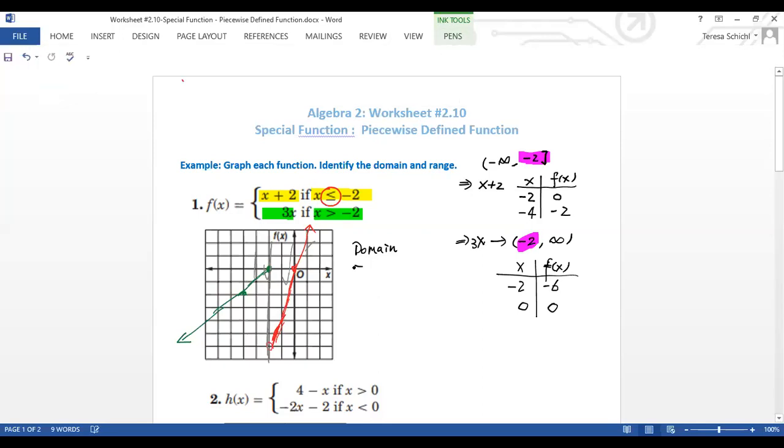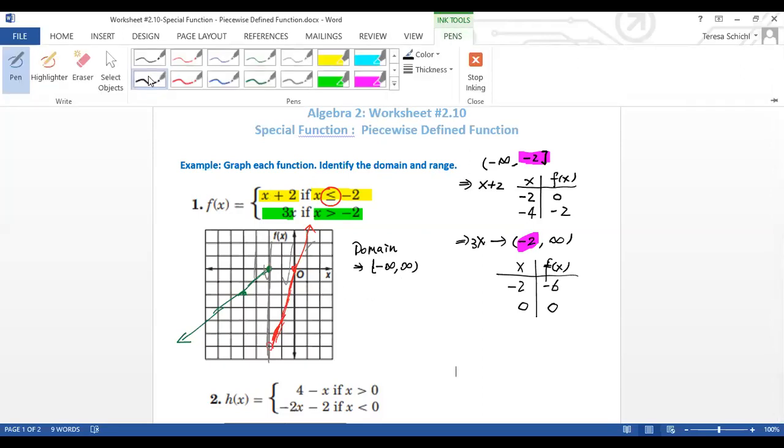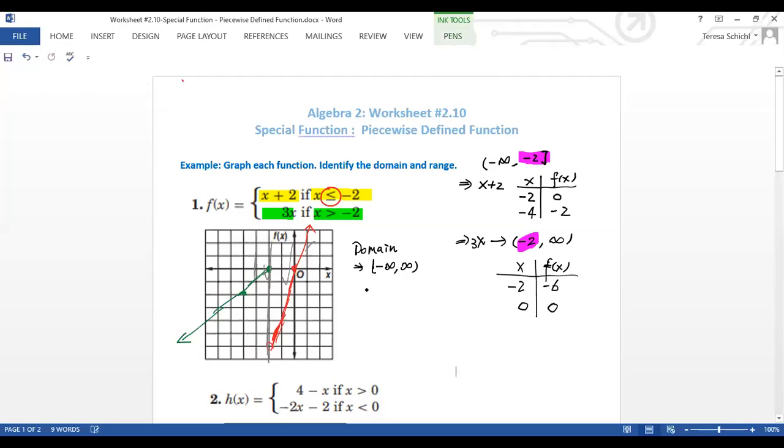So what is my domain here? The domain is from negative infinity to positive infinity, right? So it's all real numbers. All right. Then for the range here, the range is the same thing.